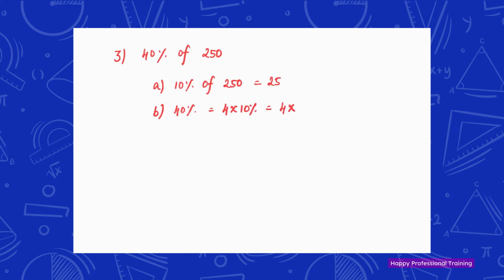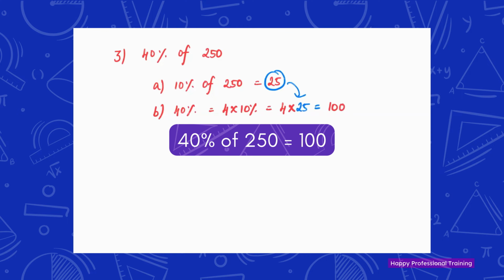Next, let's find 40% of 250. To do that, first we'll identify 10% of 250. 10% of 250 is 25. Next, 40%. What is 40%? It is 4 into 10%, right? So let's multiply 4 into, we already have 10%, which is 25. So 4 into 25, which is equal to 100. Therefore, 40% of 250 is 100.